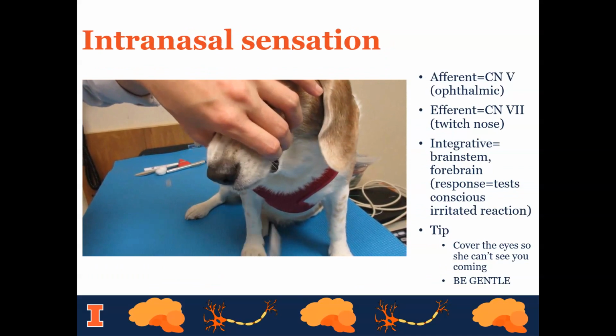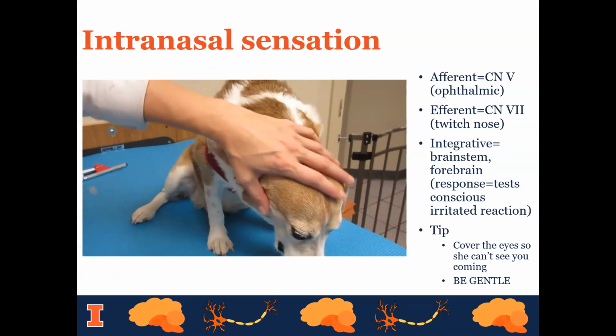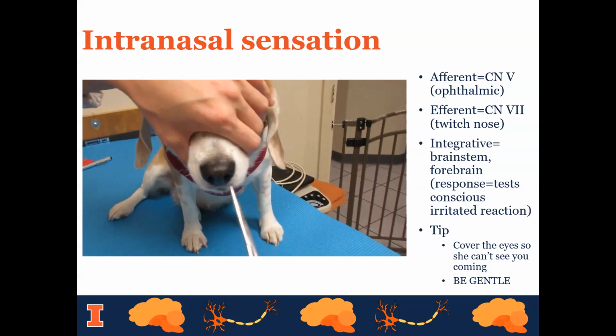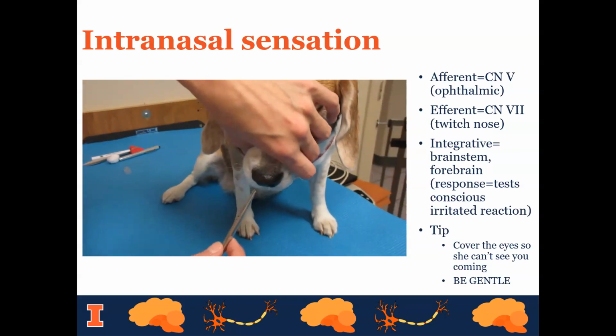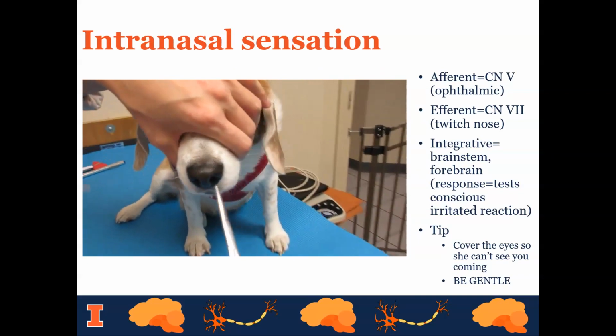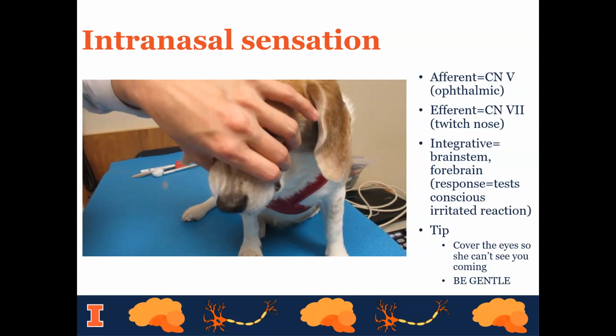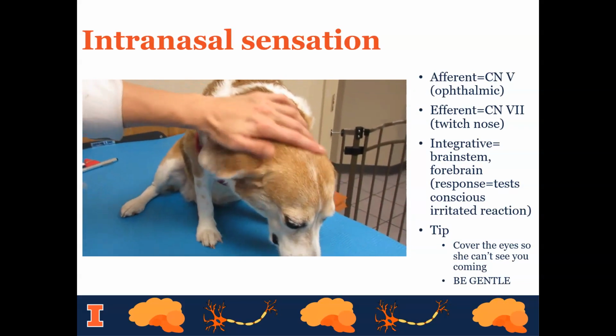So another test that we'll often do to test sensation and awareness is this intranasal sensation. So we'll close or block the eye so they can't see us coming. And we'll just gently tickle the inside of each nostril. And a normal pet should be like Daisy here, where it's very annoying and they want to try and pull away from you.